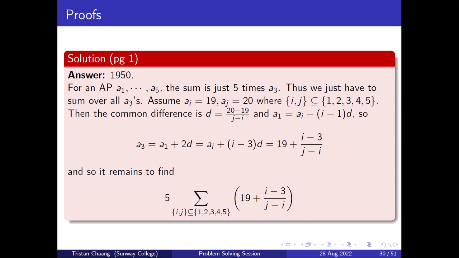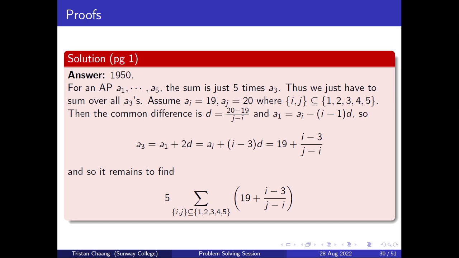So if we start off with i and j, 19 in the i position, 20 in the j position, we can work in terms of i and j exclusively. So the common difference, first of all, is 20 minus 19 over j minus i, right? Because you have j minus i terms in between, and the total difference is 20 minus 19. And then you know A1, the first term, you use your AP formulas from high school. Try to find A3 in terms of j minus i.